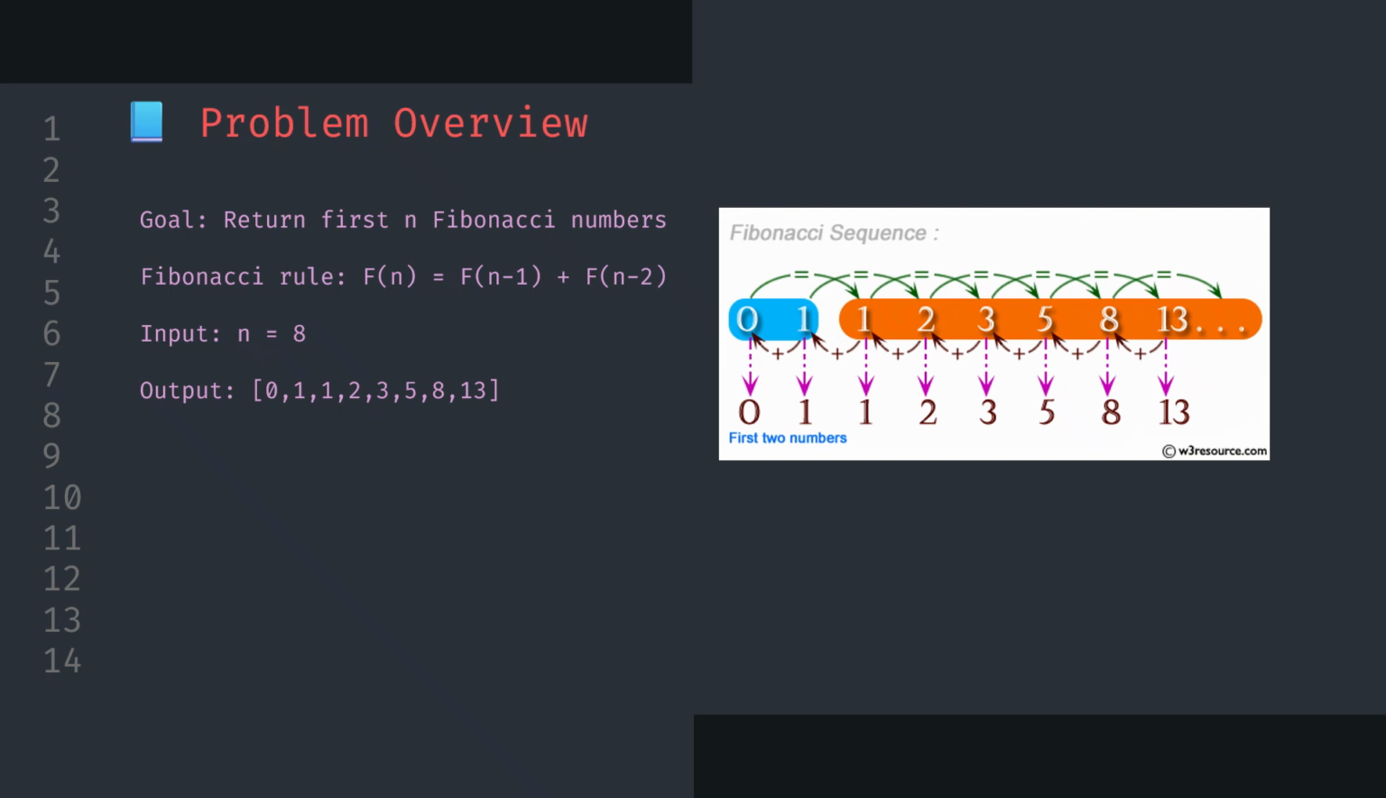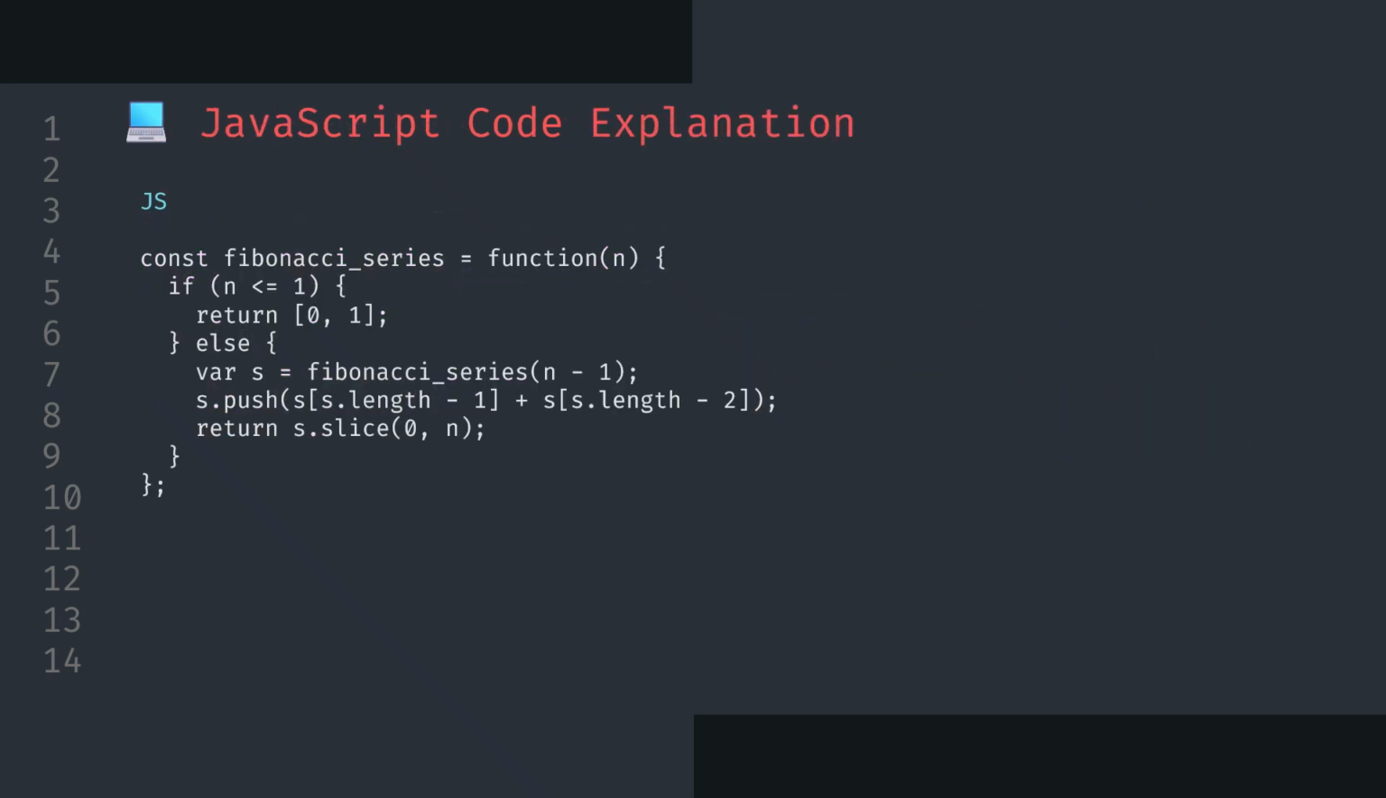Let's dive into the JavaScript code that generates this sequence recursively. We define a function named fibonacciSeries with a parameter n. If n is 1 or less, we return the base series 0 and 1. Otherwise, we call the function with n minus 1, add the last two terms, and return the updated sequence. This continues until we reach the base case.